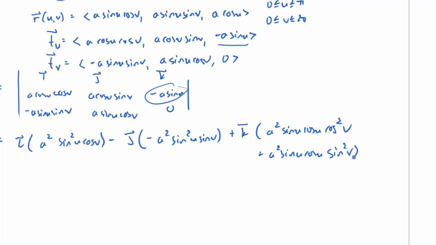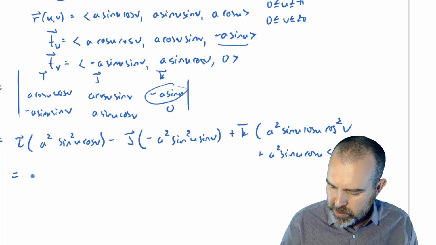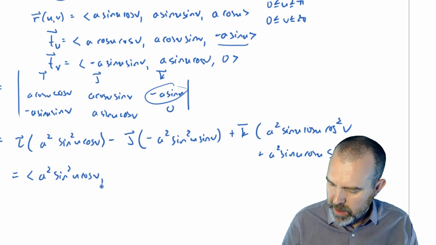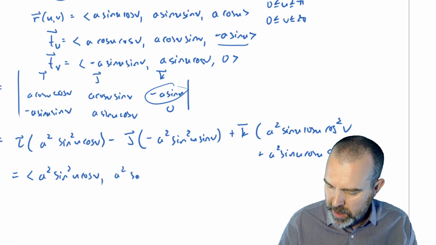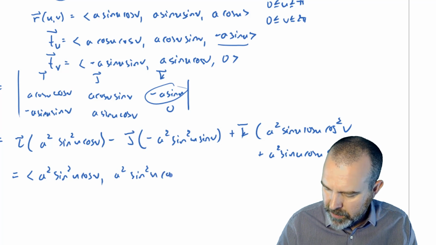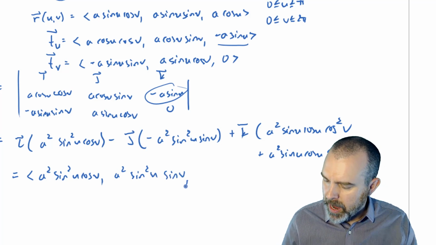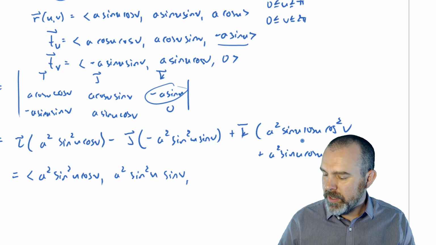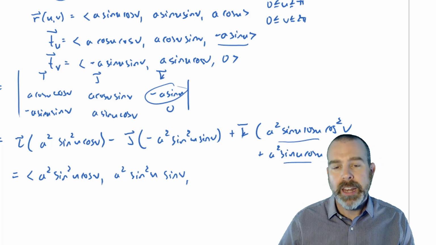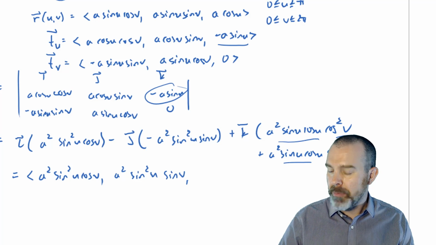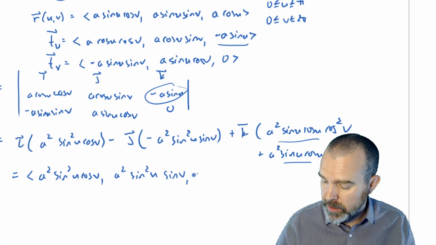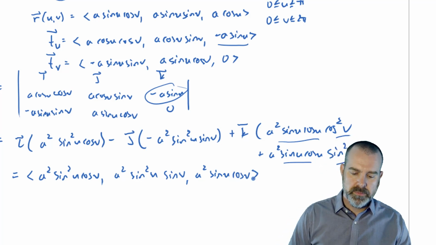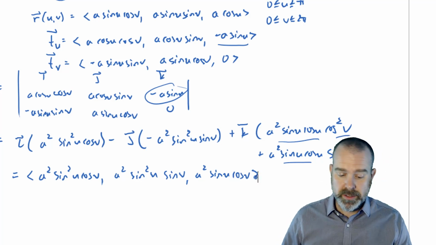All right, and then simplifying, I guess we get a squared sine squared u cosine v, plus a squared sine squared u sine v. And then you'll notice for the k, there's an a squared sine u cosine u, and if you factor that out, you'll have cosine squared v plus sine squared v, which is of course 1, so we just have a squared sine u cosine v. It could be worse, I guess.